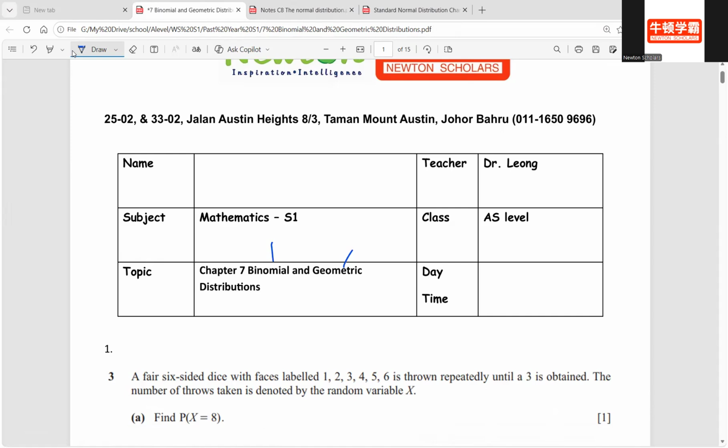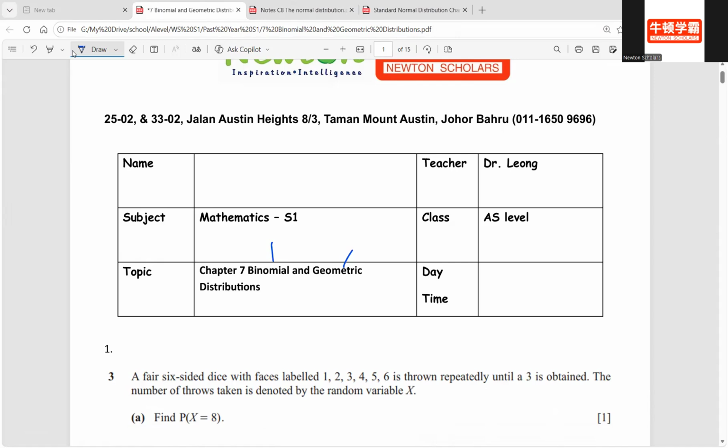For the geometric, we are trying until we get success, or until we get the first success. For the binomial, there will be a fixed number of trials. Let's say we have 5 trials, then 2 successes. So they will have an end. For geometric, usually we won't see the end.